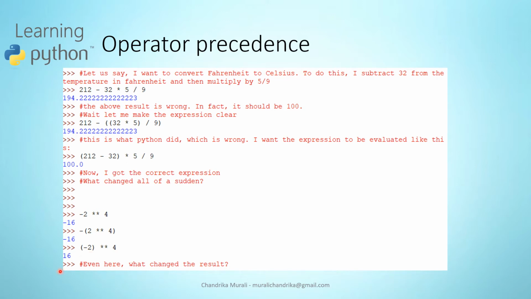So what changed the result? When you're giving any expression to evaluate, give the expression clearly. Make use of brackets so that there should be no scope for Python to think this has to be evaluated first. You are telling clearly in this expression, this sub expression has to be evaluated first.